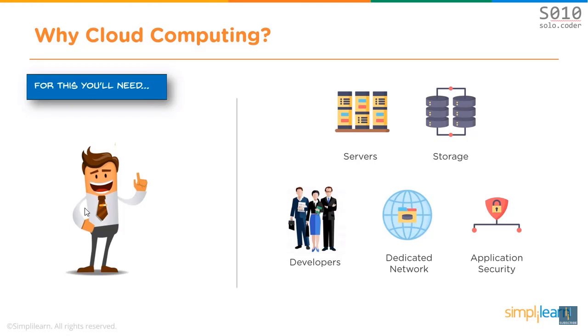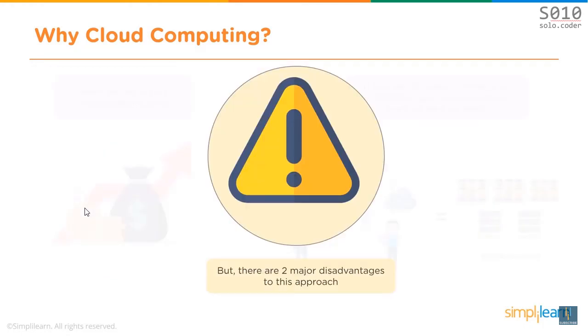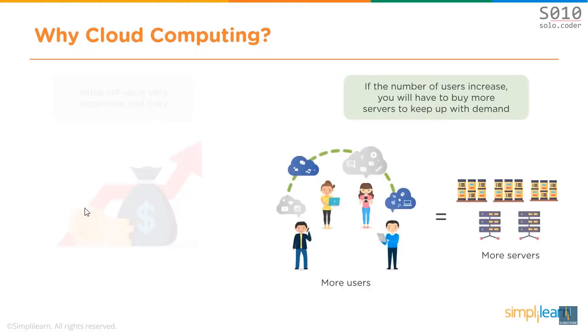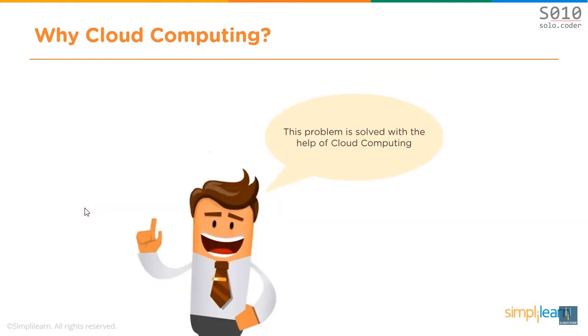Now, these are a lot of components, and that's where the problem lies. There are two major disadvantages to this approach. The initial setup is very expensive and risky, which means this requires a huge amount of capital upfront to ensure that it works properly. And the downside is, if your application does not become famous or it doesn't return as much as you expect it to, you're probably not going to get the money back, which means it provides a huge amount of risk. And then, on the flip side, if it does become famous, the number of users have increased, which means that you'll have to buy more servers and storage systems to keep up with your demand. And this problem can be solved with the help of cloud computing.